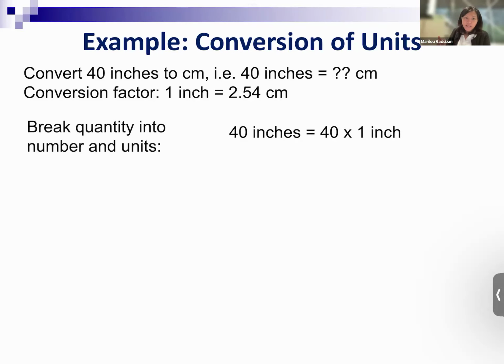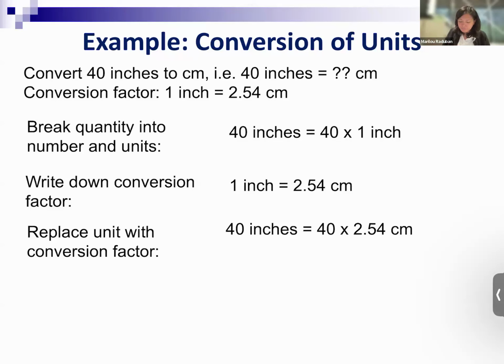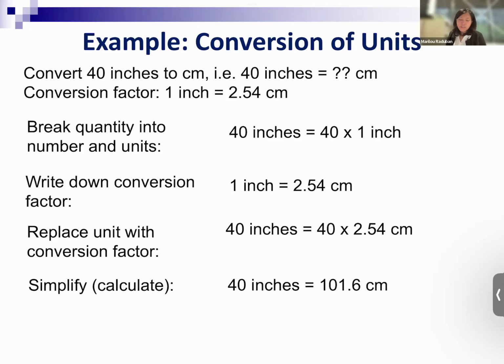Okay, so I break down the physical quantity. The physical quantity is 40 inches. I break it down into the number and the unit, right? And then I change the unit that I don't want. I don't want inch. I change that to the unit I want using the conversion factor, right? And hence, I then do the calculation 40 times 2.54 with the new unit that I want, and I arrive with 101.6 centimeters being equal to 40 inches.